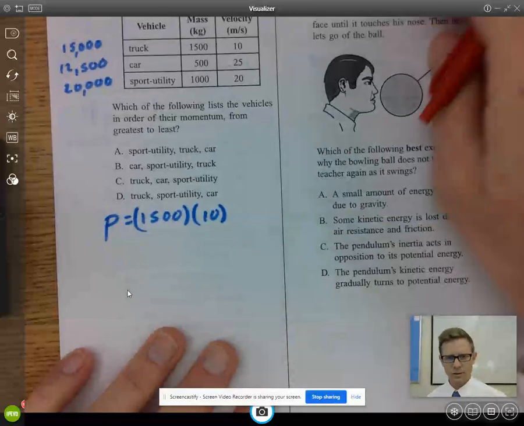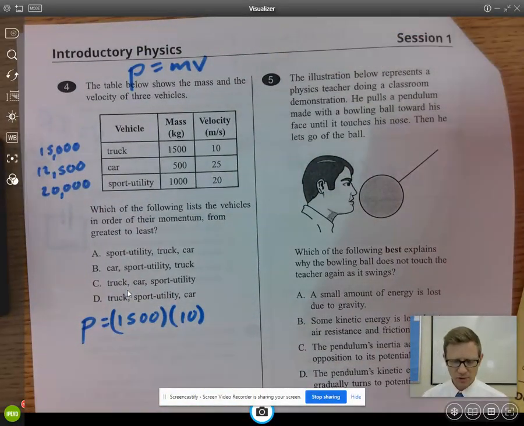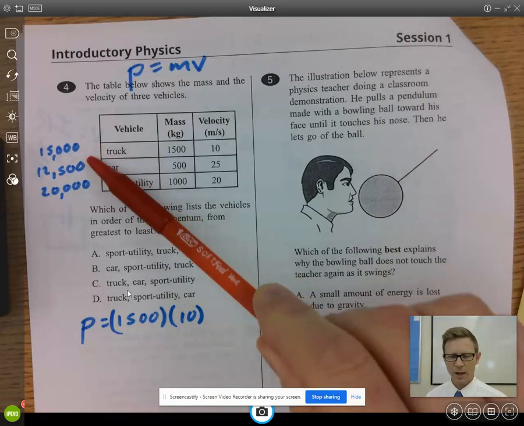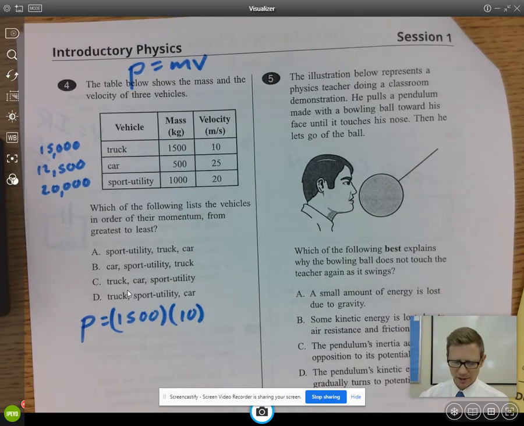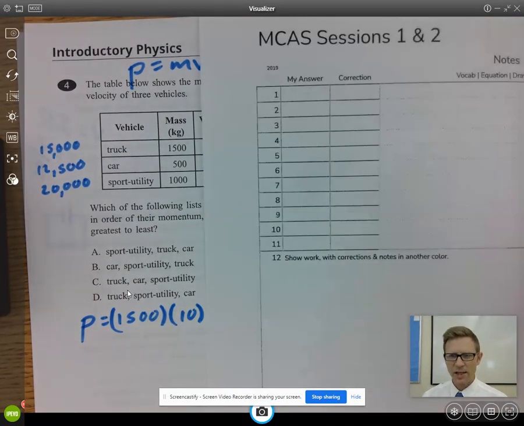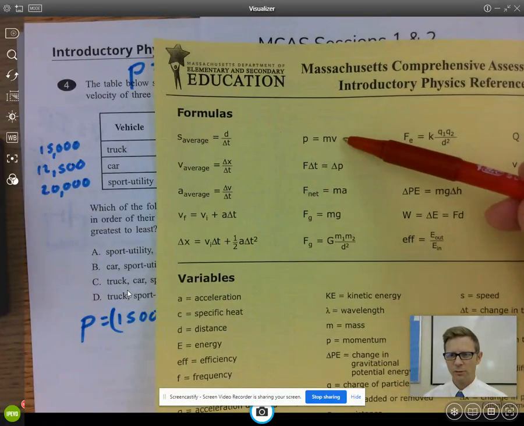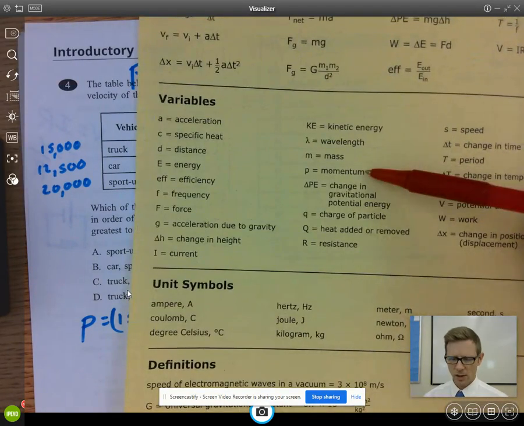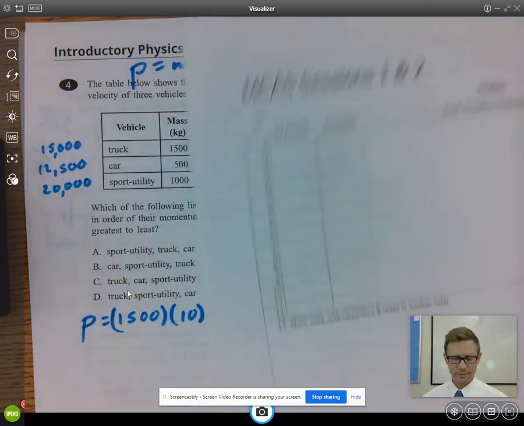Number four, this is based on momentum, so you could write this in your notes. I just calculated the momentum. Now write this down here. Write this down. Calculate. Don't just look at them and take a guess. Calculate. You have your equation sheet right here. It's not going to be yellow, but there it is. There's the equation for momentum. And even if you forgot that, it says momentum right there. So use the equation. Calculate.